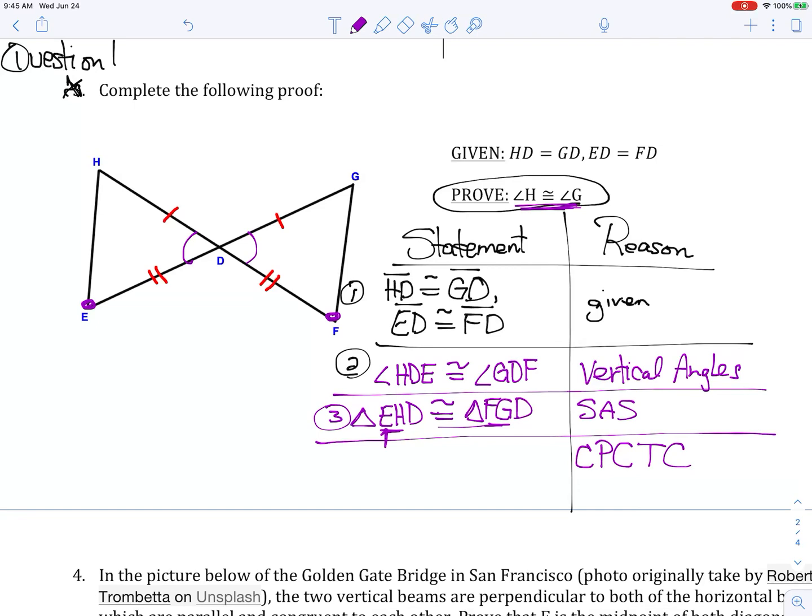That means angle E matches with angle F. HD matches with GD. And what we want to prove here is that angle H is congruent to angle G. Just double check that angle H is out here. It's in between the side that has no marks and the side that has one mark. Does that match with angle G in this triangle? That corresponds to the angle that's made with the side that has one mark and no marks.